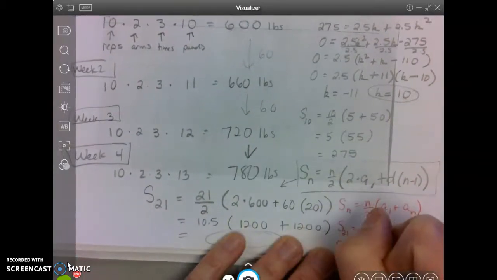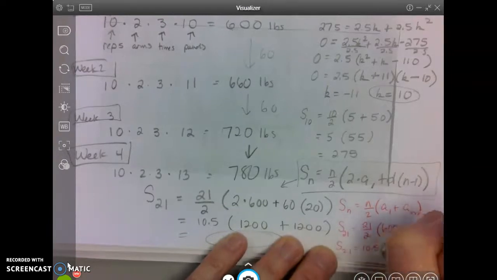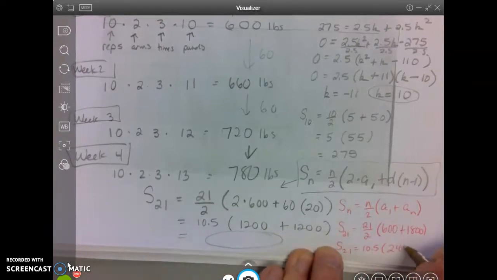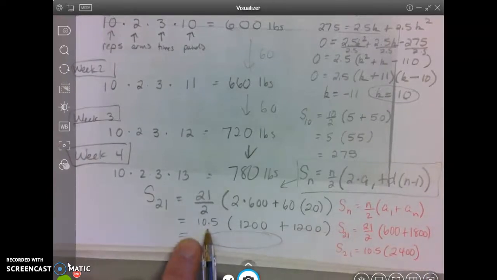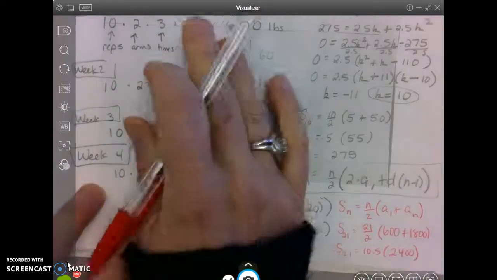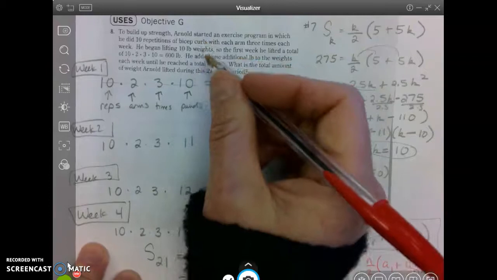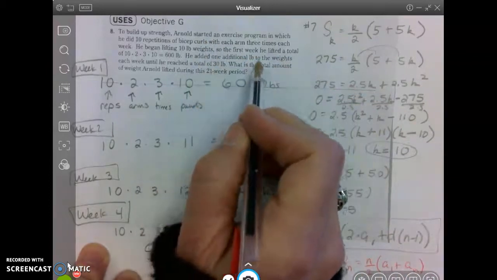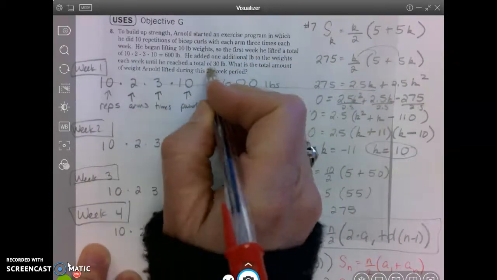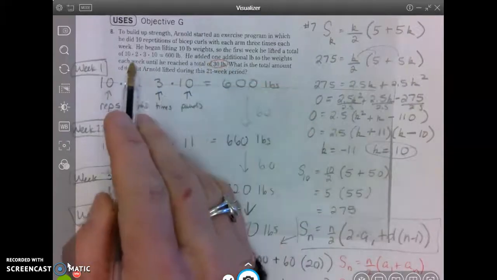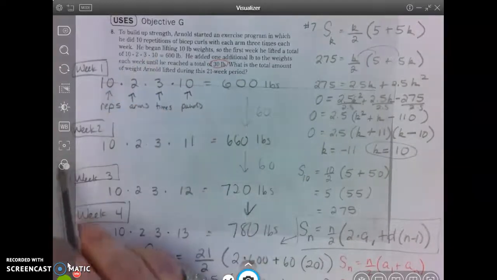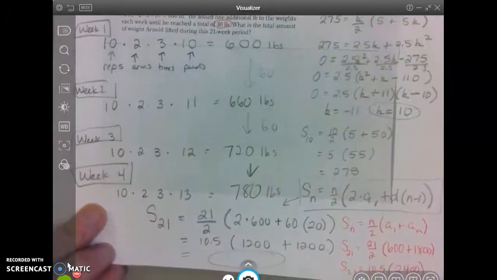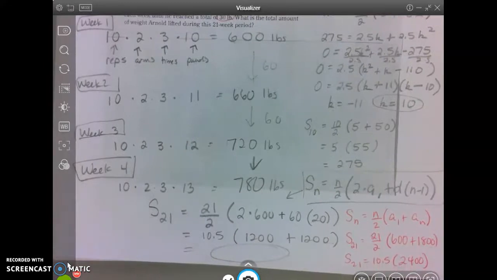So I could have said 10.5 times 2,400, which is the same thing that I end up with here, 10.5 times 2,400. So I could have figured out the last week, since it said that he added 1 additional pound to the weights until he reached a total of 30 pounds. So that's how I know it's 10 times 2 times 3 times 30. Just another way. I want you to see that there's not always just one way to do a problem.